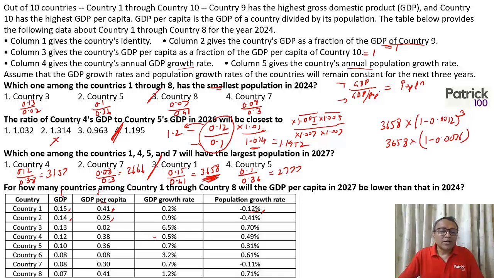Okay, so how many countries among 1 to 8 will have GDP per capita in 2007 lower than in 2004? For GDP per capita to be lower, population should increase by more than GDP. If you look at everywhere, GDP is growing more than population everywhere. Even country 4 is closest, but here also GDP is growing more than population. Everywhere GDP is growing more than population. So none of the countries, so 0 will be the answer. None of the countries where population is growing more than GDP, so 0. Right? It's not very difficult.